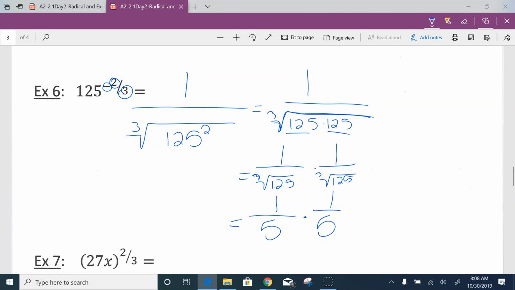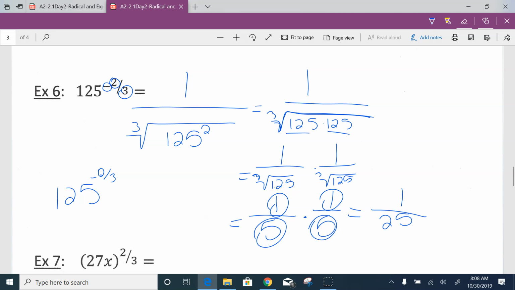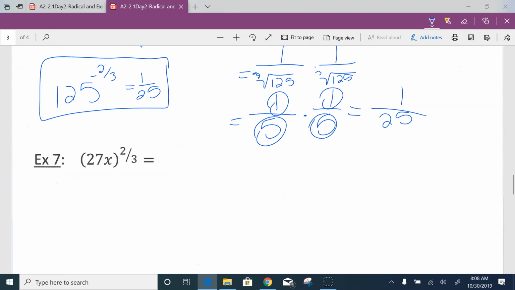This is still not simplified yet. So if you don't remember how to multiply fractions, you multiply straight across the numerators. 1 times 1 is 1. You multiply straight across the denominators. 5 times 5 is 25. So to summarize this problem, I would say 125 to the negative 2/3, excuse me, I almost wrote a 1 there. Let me just erase it to make it nice, because I don't want to have it too messy. So 125 to the negative 2/3 power equals 1 over 25. There's our answer. We're just playing with numbers here, multiplying and dividing by themselves.